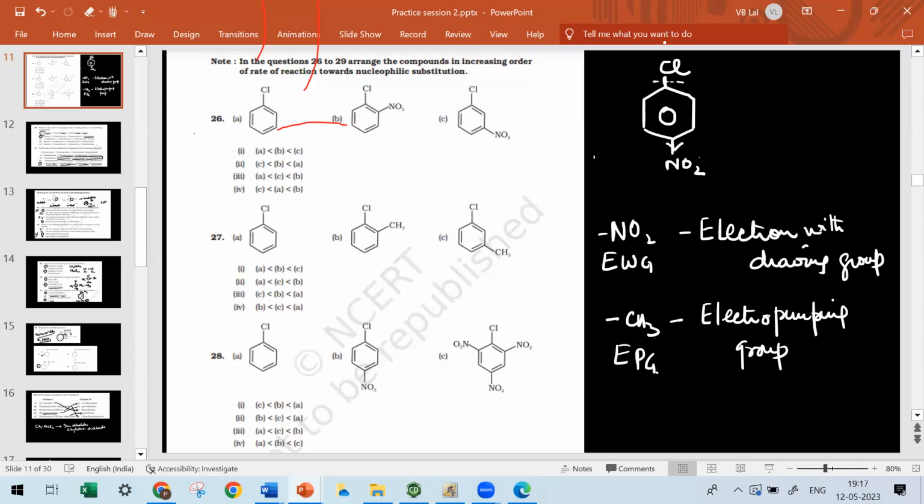nucleophilic substitution reaction. Substitution reaction is which one? Where Cl will be replaced by something else. So if on the benzene ring you have a group which is EWG, then the rate of nucleophilic substitution reaction will be increased. Why? Because this bond will break easily. Now if there is an electron pumping group, then it is the opposite effect.